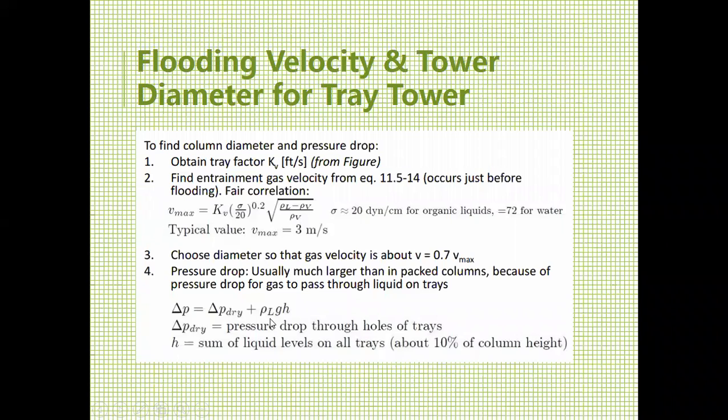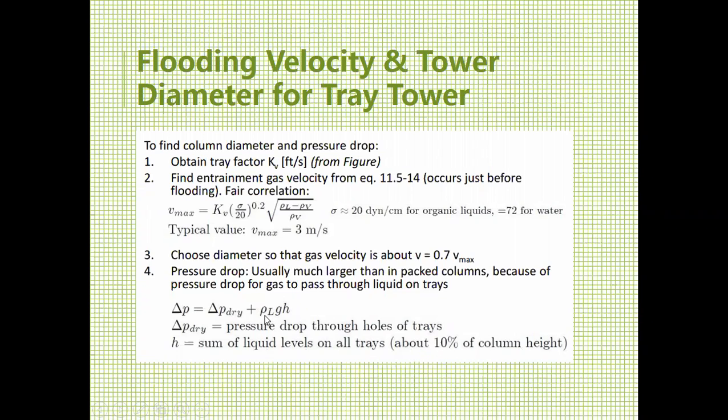The rho sub L, this is L class, this one is subscript, not multiplier. Rho sub L G H. So that's your delta P. Delta P caused by the column of liquid itself inside the tray tower, added to the delta P at dry condition. Okay, pressure drop through holes of the tray when it's not yet flooded. And H is the sum of the liquid levels on all trays, which is about 10% only of column height.